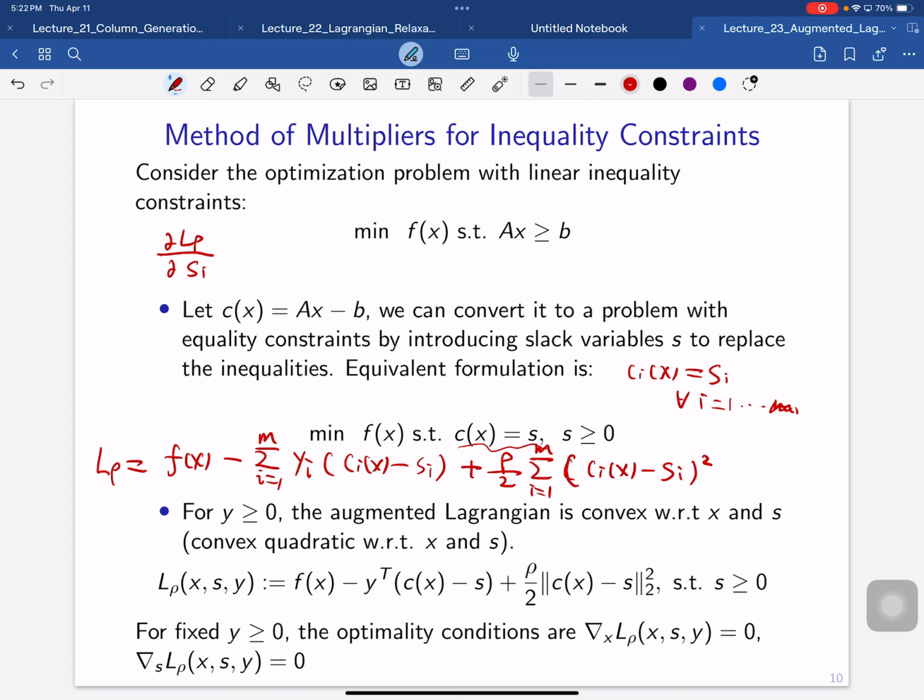So let's gather the terms related to all the si variables. The terms related to the si variables are the following, which is yi times ci of x minus si, plus rho over 2 times ci of x minus si squared, right? Since they are separable, I'm just gathering the terms that involve the si variable. I'm not doing anything else.